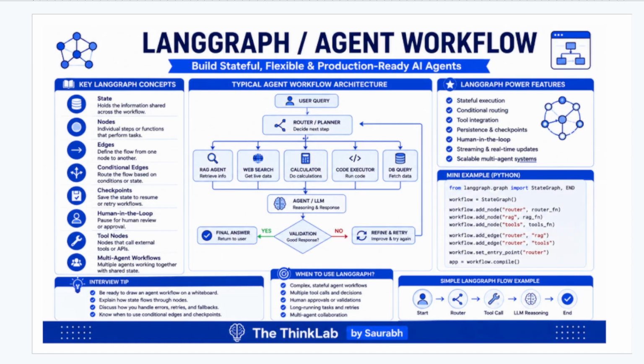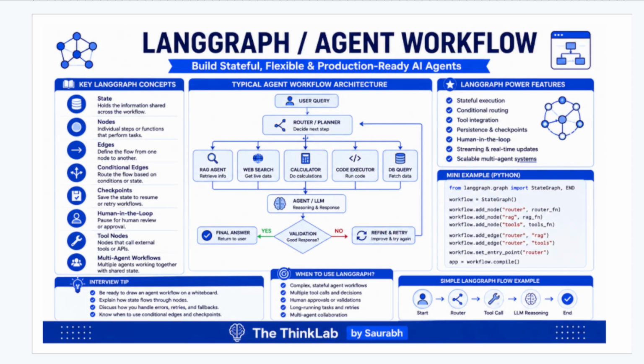And now imagine the architecture. The user writes a query, right? Then it goes to the router, and the router routes between the RAG, agent, web search, calculator, database, and another tool, right? The result goes back to the agent, and the system validates the answer. If the answer is good, return the answer. If the answer is not good, then refine and try again. This is a useful architecture when you are going to explain during the interview, right?